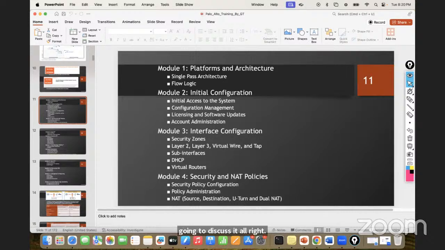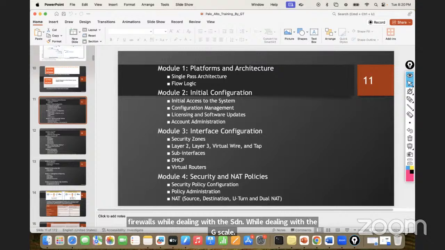And one more thing, guys, trust me, we are trying to put a lot of things so you guys are going to get the benefits. I have seen people actually facing a lot of challenges while dealing with the firewalls, while dealing with the SD-WAN, while dealing with the Zscaler. They have basic networking concept related issues, right?